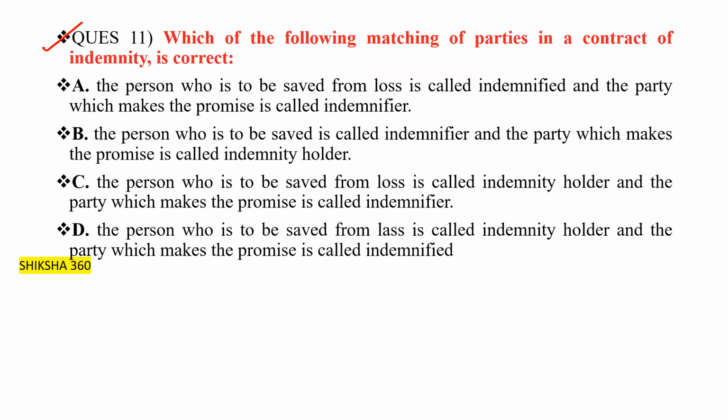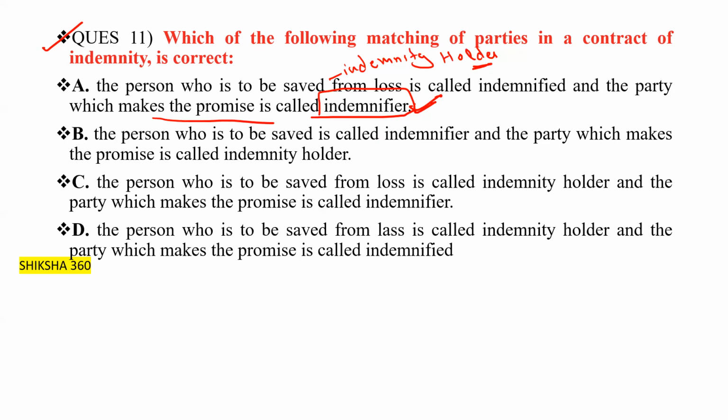This one is very, very important. The person who is to be saved from the loss is known as the indemnity holder. And the party who makes the promise to save, that one is known as the indemnifier. It is the person who is making the promise to save.